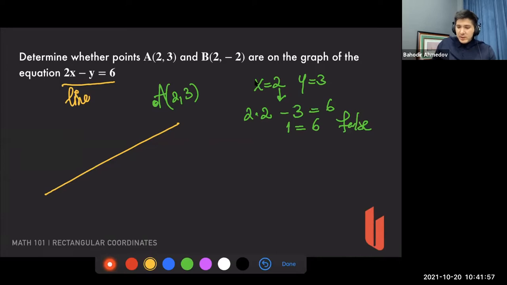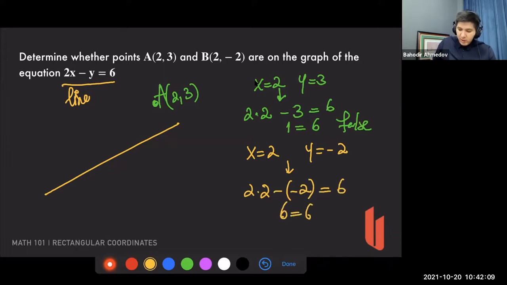Let's do this for B. So x is equal to 2, y is equal to -2. I'm just going to substitute this into the equation. It's going to be 2 times 2 minus -2 is equal to 6. So 6 is equal to 6, which is true. It means that this point B with the coordinates (2, -2) is lying on the line.